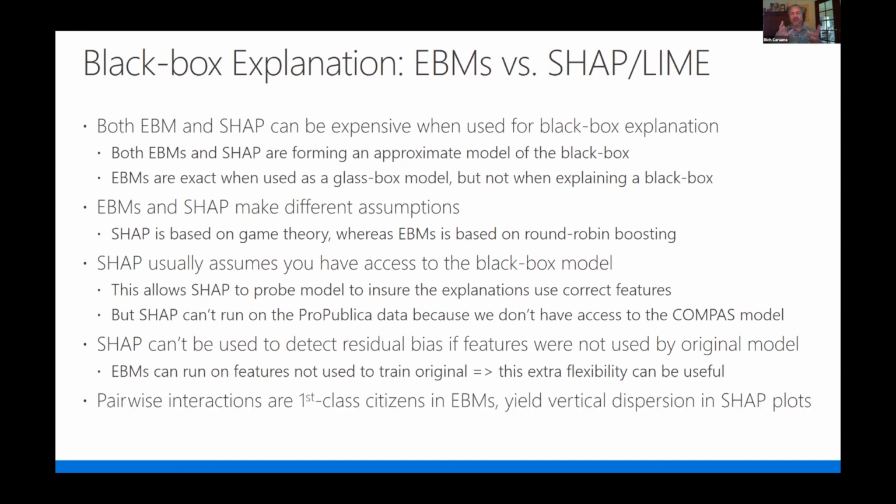Pairwise interactions aren't exactly a first-class citizen in SHAP, but they are in EBMs. In SHAP, they create that vertical dispersion, which is useful. And in fact, I like the SHAP plots a lot. That vertical dispersion is very telling. But you can actually learn more about the pairwise interactions if you train an EBM model. So the methods are just different in how they handle and then present to you pairwise interactions. SHAP, LIME, and EBMs really have complementary strengths and weaknesses when being used to open up a black box model. We encourage you to use both whenever possible. And our package, the InterpretML package, makes it easy to do that.